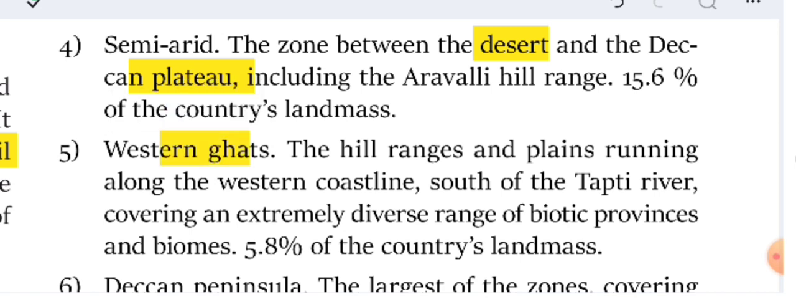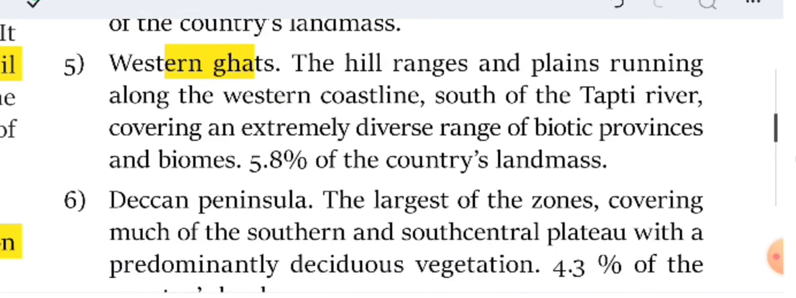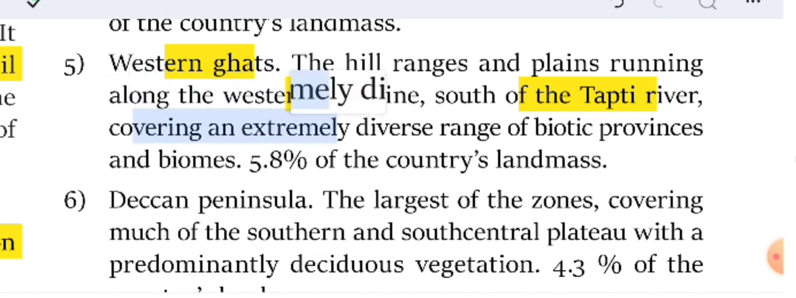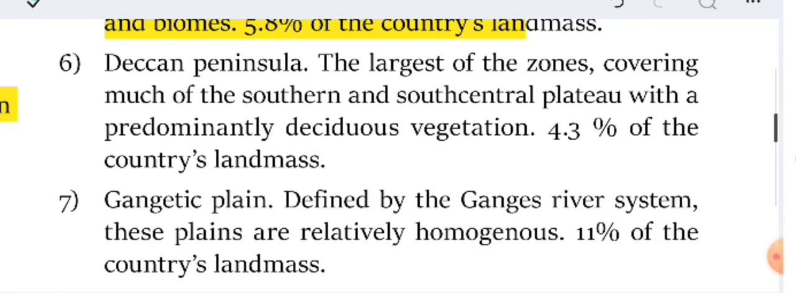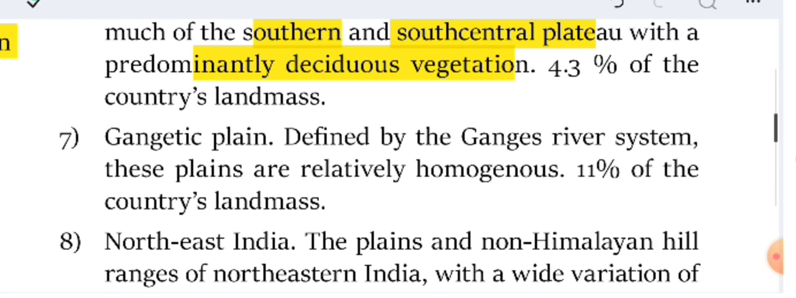Western Ghat. So the hill ranges and plains running along the western coastline south of the Tapti river, covering an extremely diverse range of biotic provinces and biomes, 5.8% of the country's landmass. Now Deccan Plateau, the Deccan Peninsula. So the largest of the zones, covering much of the southern and south central plateau with predominantly deciduous vegetation, that is 4.3% of the country's landmass. Now Gangetic Plain. So defined by the Ganga river system, these plains are relatively homogeneous, 11% of the country's landmass.